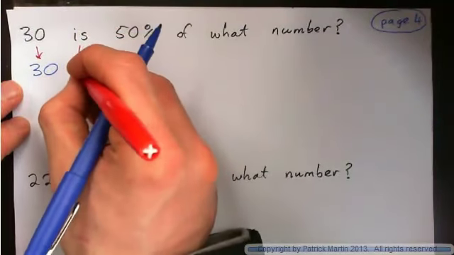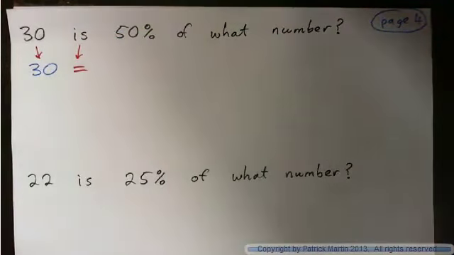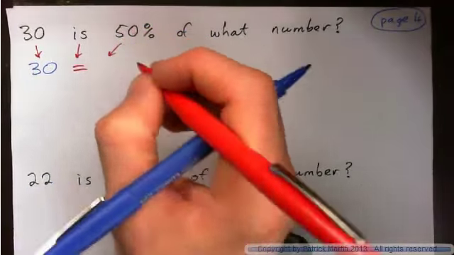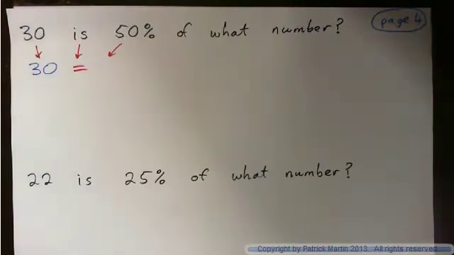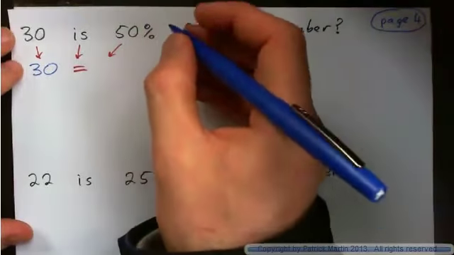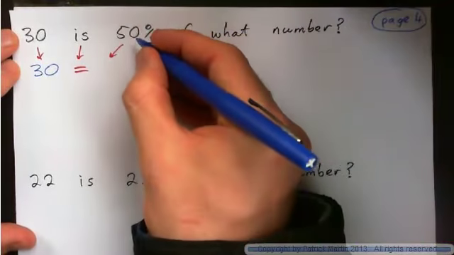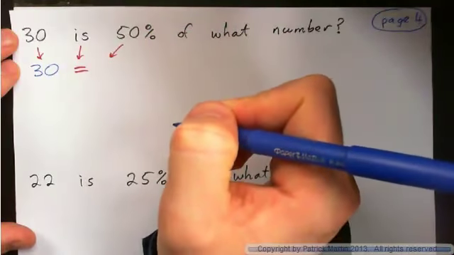Is becomes an equal sign. How do you think we're going to deal with 50%? We usually turn percentages into decimals when we're trying to calculate things. If you want to calculate something, 50% is not going to help. I mean, 50% needs to be written as a decimal, right? So turn 50% into a decimal.